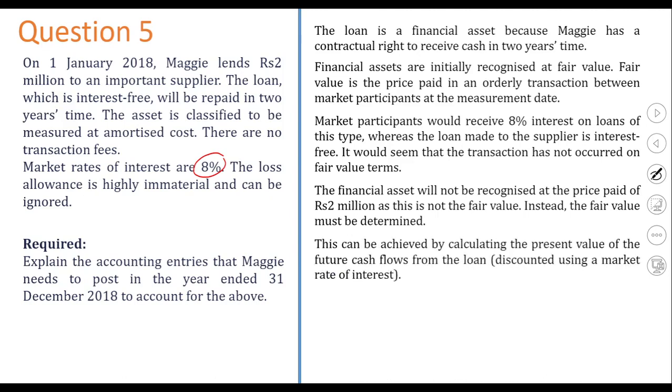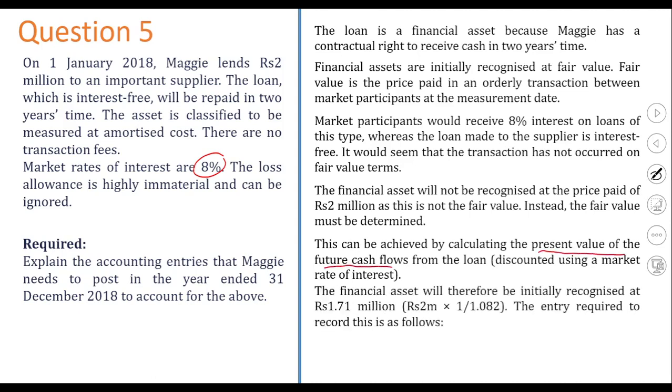This can be achieved by calculating the present value of the future cash flows from the loan. So you get 2 million divided by 1.08 to the power of 2. To the power of 2, right? So how much will be the present value? 1.71. Okay, now how am I going to put the double entry?